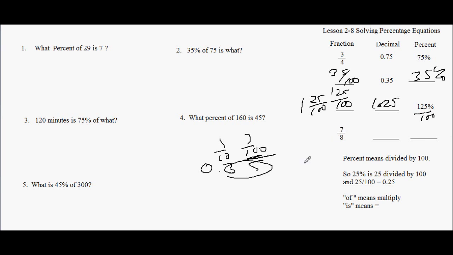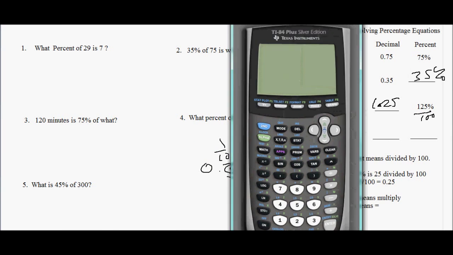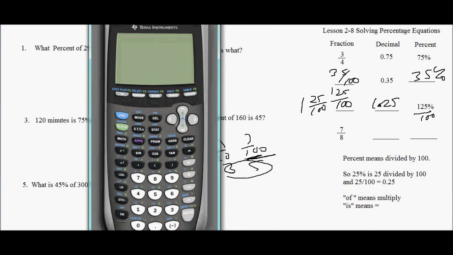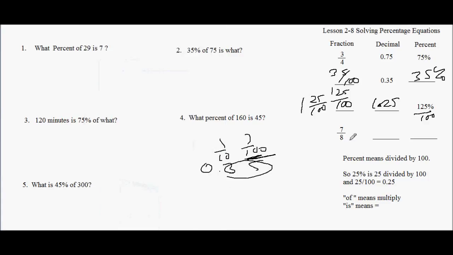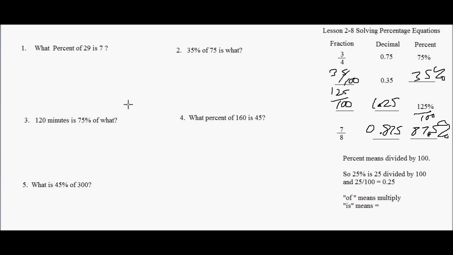7/8, well, I'm going to take out the calculator and do that. So you just take your calculator and you turn it on and you go 7 divided by 8, and you hit equals. 0.875. Okay, so that's 0.875, and then you multiply this by 100 to get a percent. 87.5 percent. There you go. Yeah, so this is a point right there. That's how you convert.